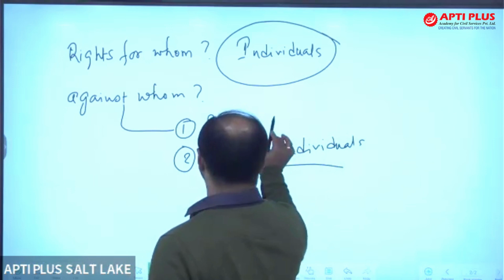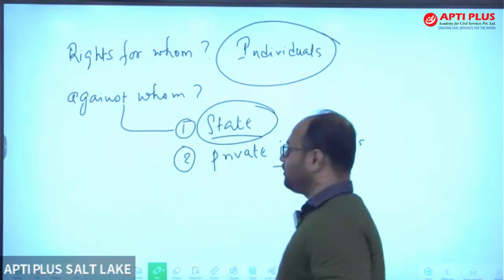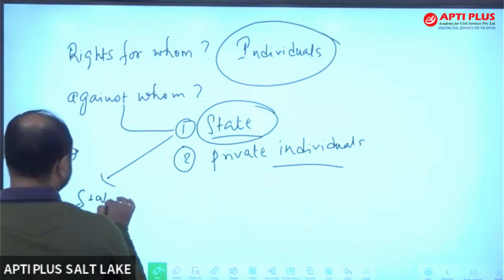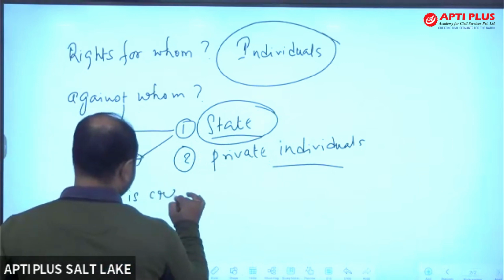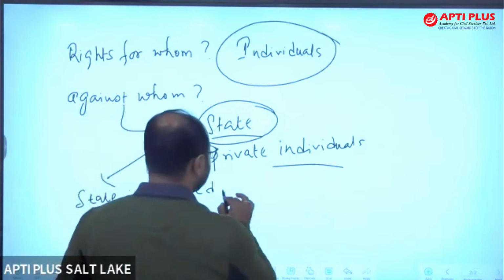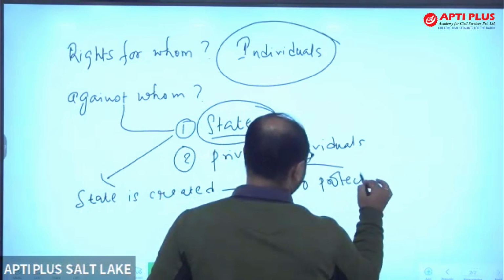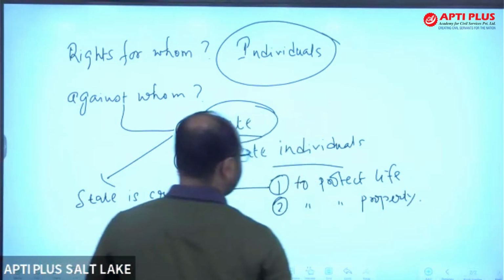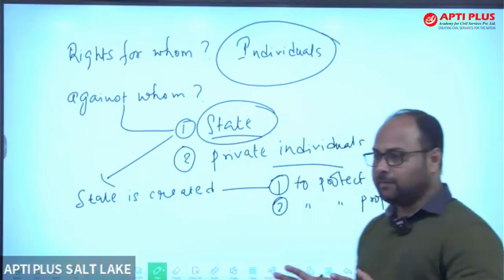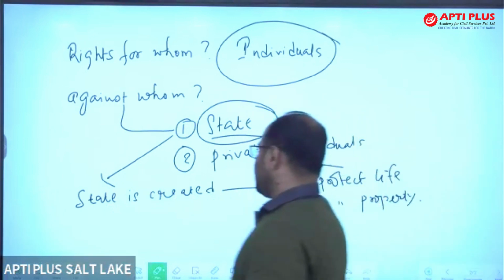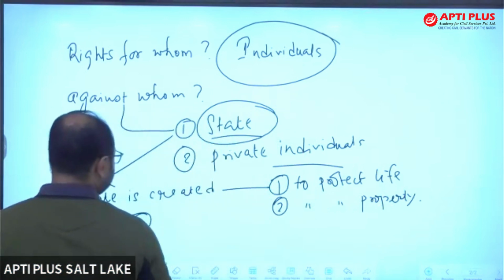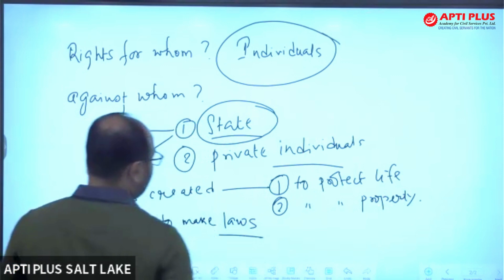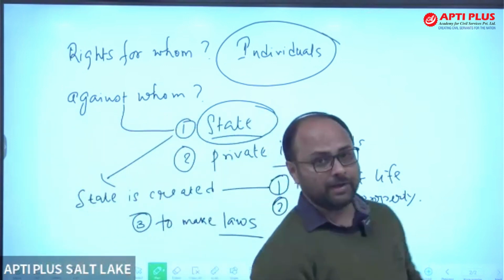Fine. So the state is the first against whom the rights are available. Why so? Because the state is somebody which has been created. The state is created for what? To protect life, to protect property. These are the two basic functions of the state. This is the primary reason why a state has been created, right? So when a state has been created, we can also say that the state is empowered to make laws. Laws for whom? For the people residing in India.